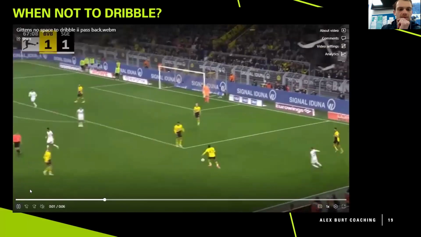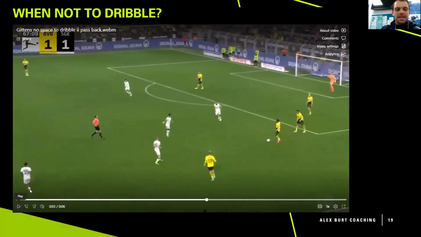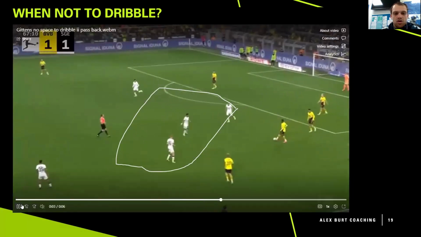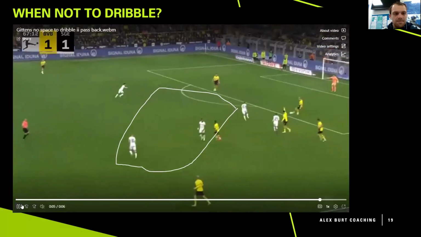And here's another example. We've got Gittins coming in here. Is there space to dribble? No, look, there's so many defenders here in the way. It's not a good decision to dribble. If he does dribble, look, it's quite close to his own goal. If he loses it, it could be a big risk. It's a good decision here not to dribble and choose an alternative action.